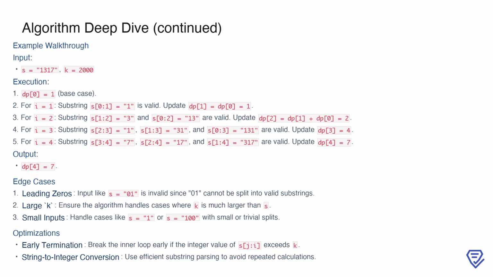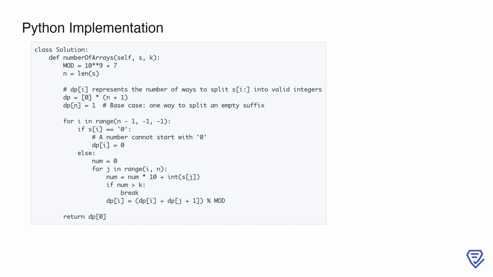Considering edge cases, inputs like 10 or 0 are invalid due to leading zeros, large k values must be handled efficiently, and small inputs like 1 should produce correct results. Optimizations include exiting the inner loop early when a substring exceeds k and ensuring string-to-integer conversions are efficient to minimize unnecessary computation. This solution implements a dynamic programming approach to solve the problem of restoring the array.